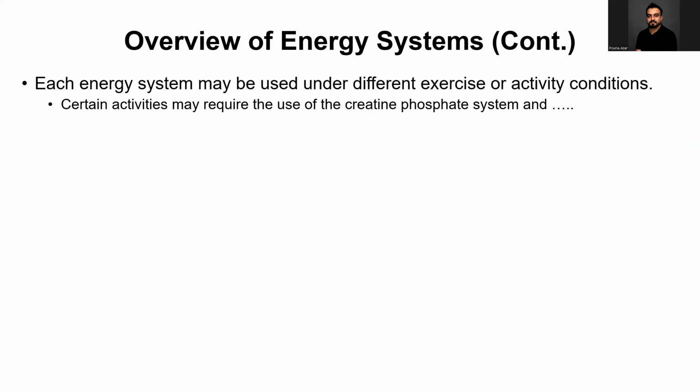Each energy system may be used under different exercise or activity conditions, and certain activities may require the use of the creatine phosphate system and so on and so forth. Like certain exercises, certain physical activities require the use of anaerobic glycolysis more than the other two energy systems.